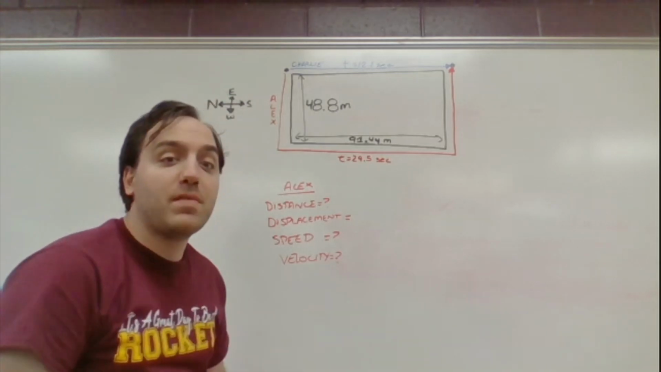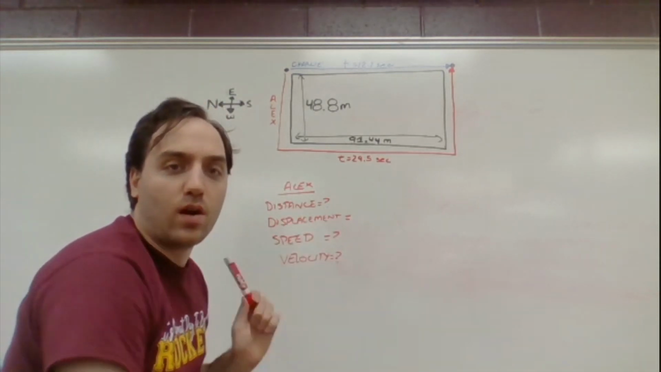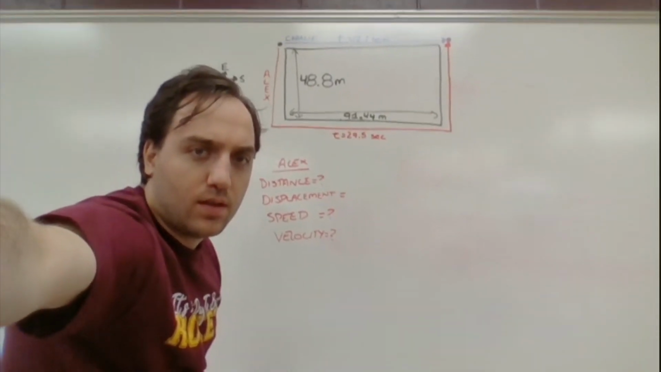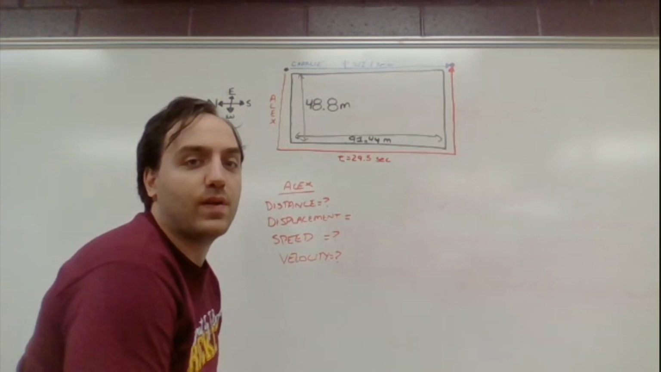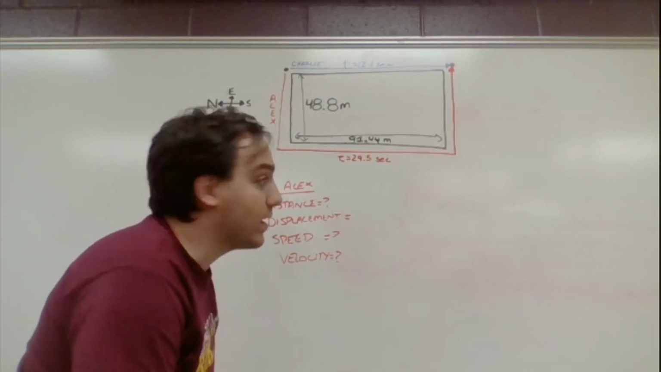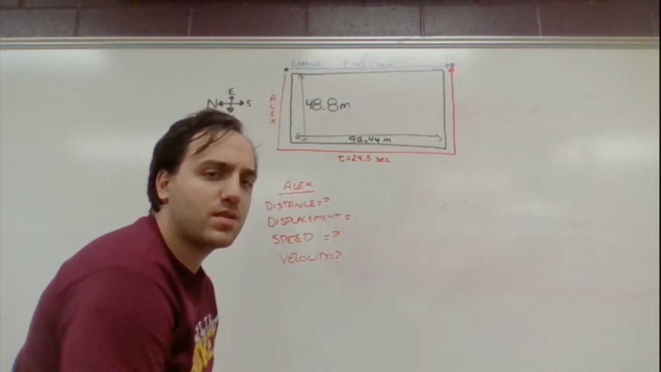And then I want to know the same things for Charlie. Please note the times are on the board. It is 12.1 for Charlie, 29.5 for Alex. Seconds, both. Go ahead, do the calculations.